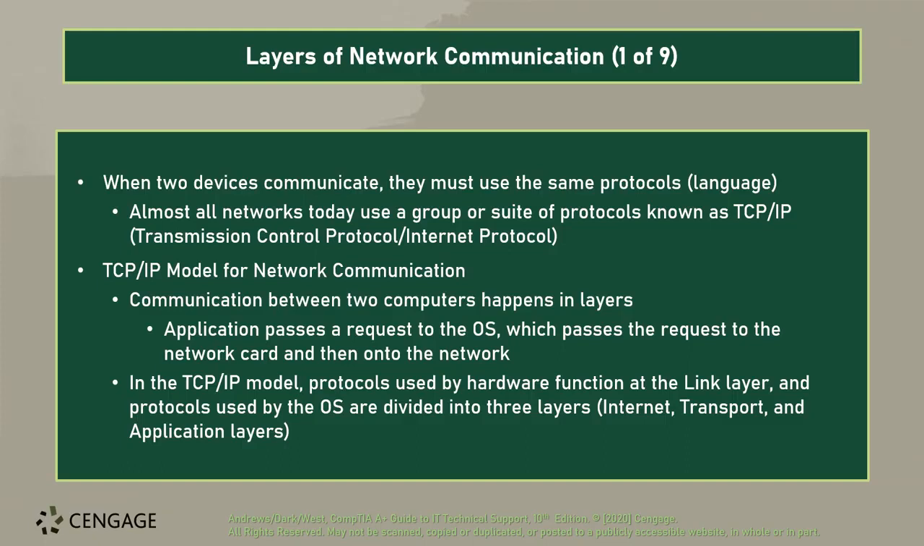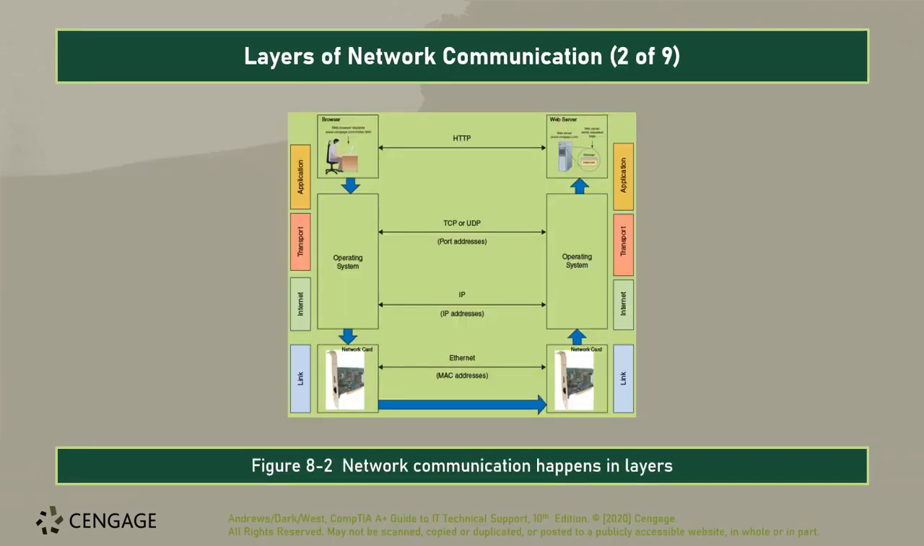TCP/IP deals with communication between two computers happening in a sequence of layers. The TCP model is going to have 4 layers, whereas the OSI model would have 7. So the application goes ahead and passes a request to the OS, which passes the request to the network card, and then on to the network. In the TCP/IP model, protocols used by hardware function at the link layer, and protocols used by the OS are divided into 3 layers: internet, transport, and application.